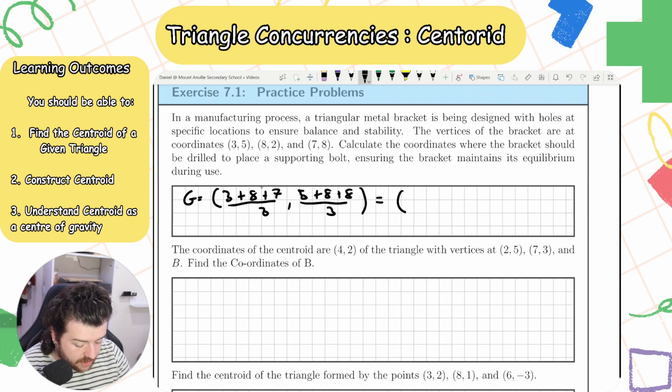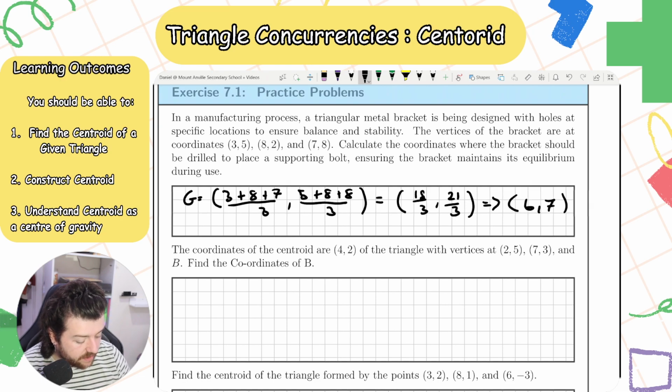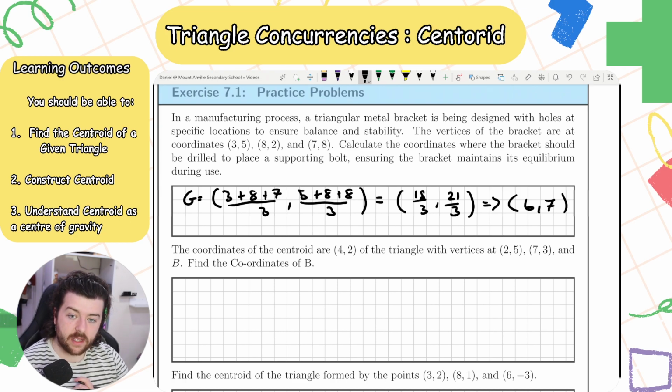So 3 plus 8 plus 7, that's going to be 18. 18 divided by 3 is my x-coordinate. And this is going to be 21 divided by 3, which is going to give me my centroid at (6, 7). That is where my centroid is going to be on that triangle.